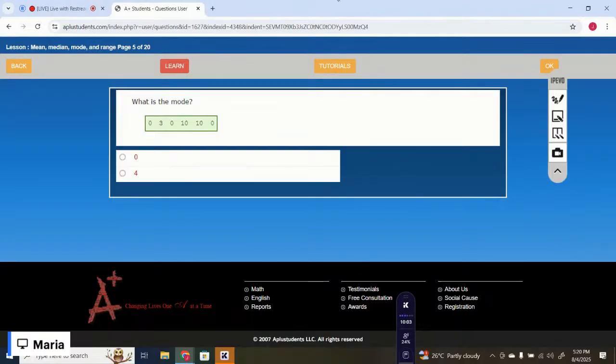What is the mode? The mode is 0. The number that appears the most of the time is 0.